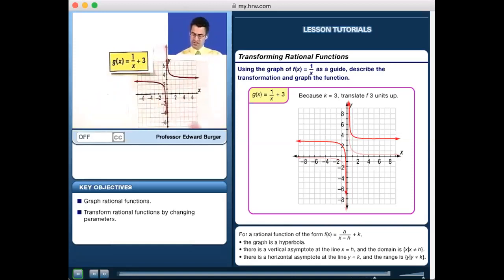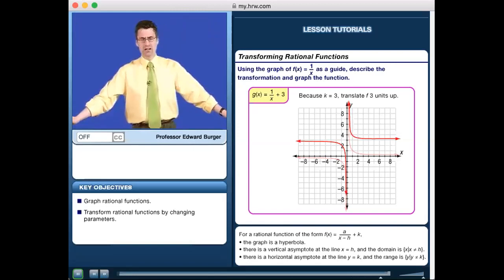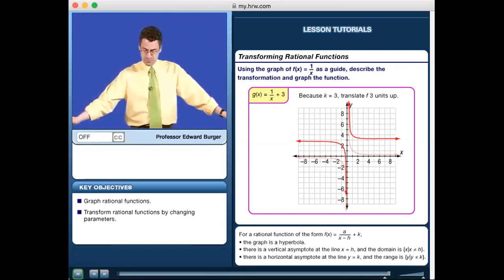You can actually use the parent function of f of x equals 1 over x to actually graph sort of more exotic functions, rational functions. These are all examples of what are called hyperbolas. So hyperbolas are beautiful, they're wonderful, and they make you want to sing and rap.